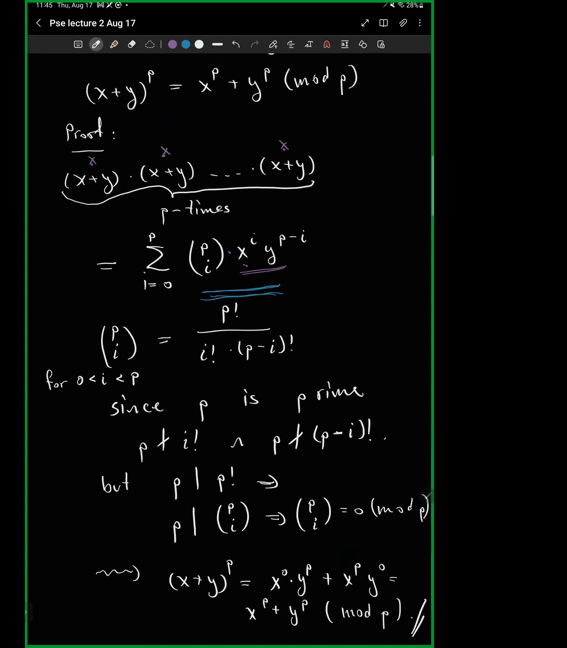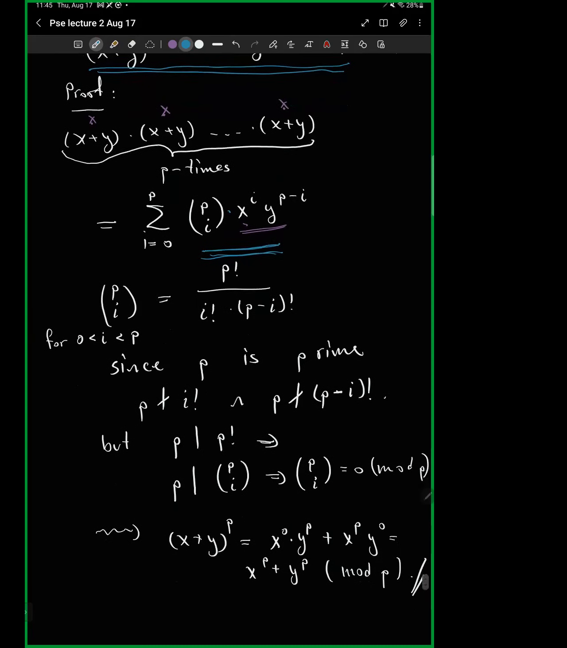Any questions about the lemma? The lemma is going to be central in calculus modulo p. Okay, and now I'm going to prove.